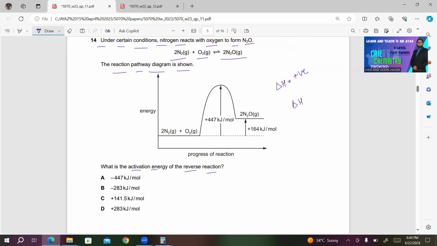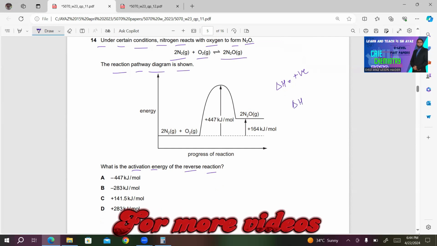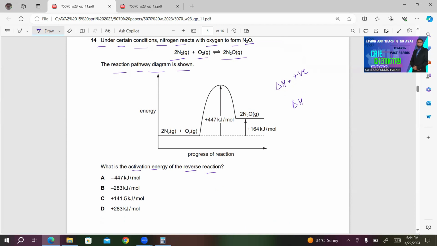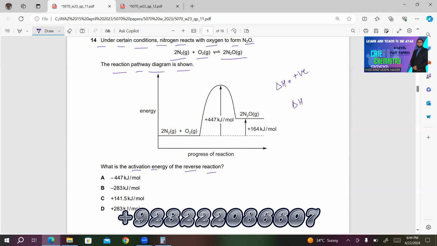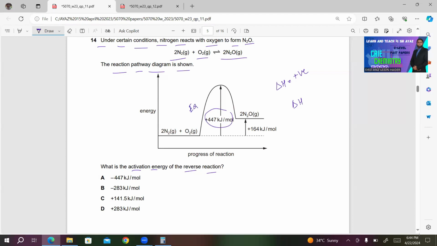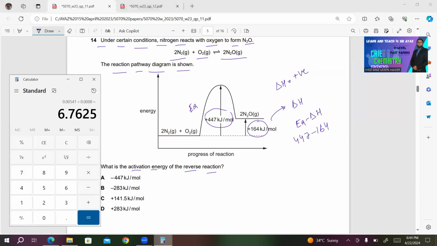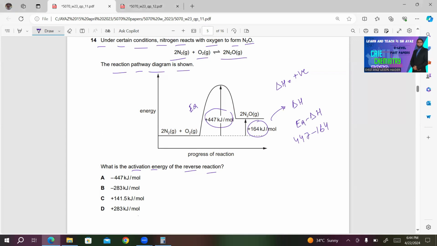So delta H, in this case, what you will do, you simply subtract delta H from activation energy. Here's activation energy, it's EA, and this one is delta H. So EA minus delta H. So 447 minus 164 gives 283. So D must be the right answer in this case. It's plus 283.